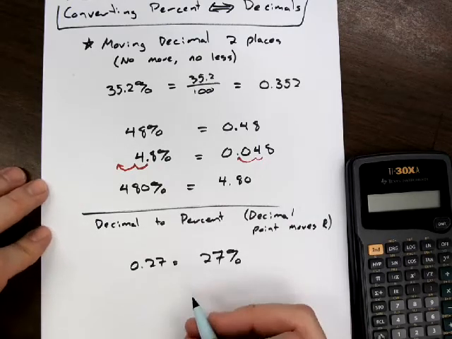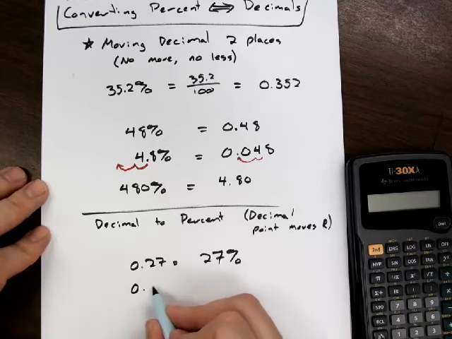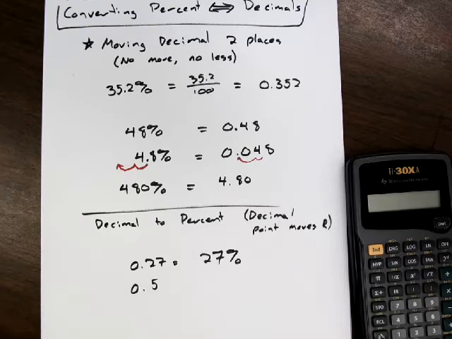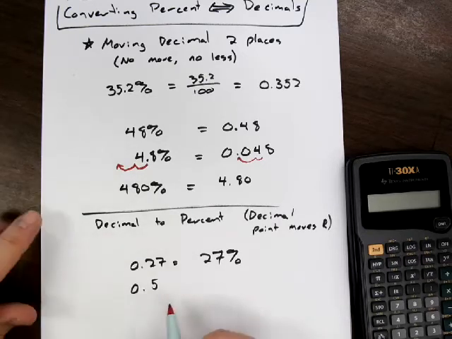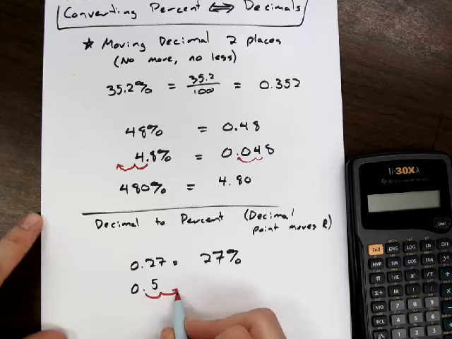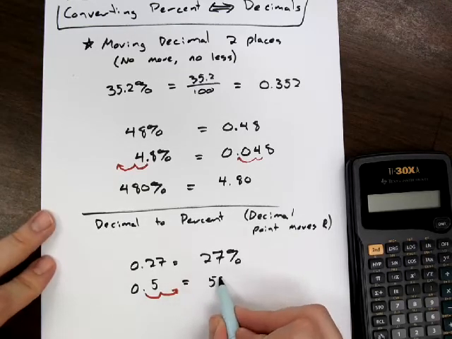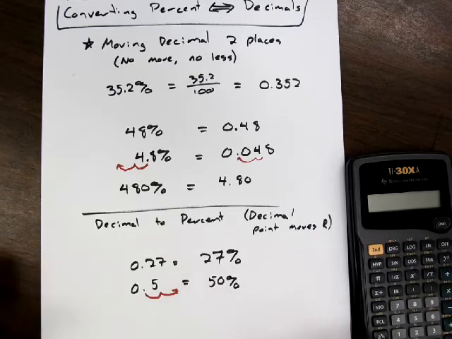Okay, let's keep going. What happens if I do something like 0.5? Still have to move that decimal 2 places. That would move, 1, 2, that would make this 50%. Just like that.